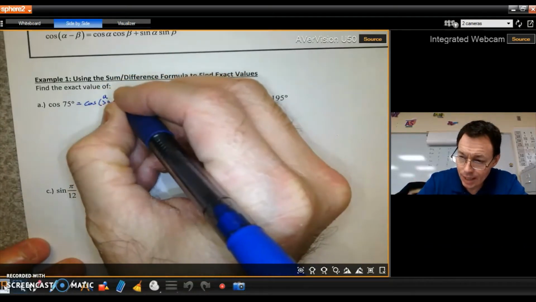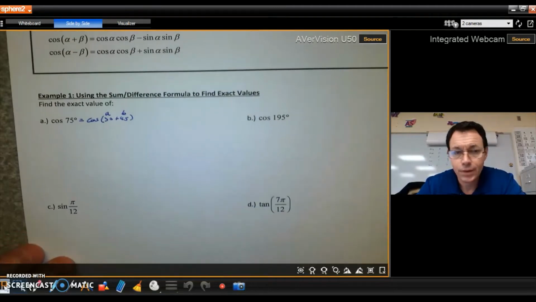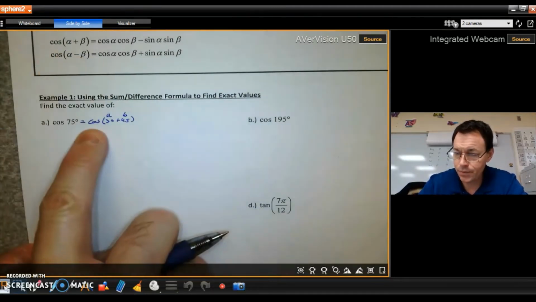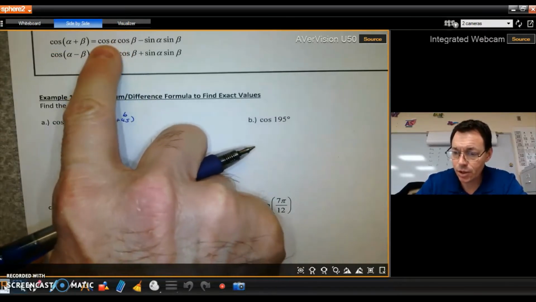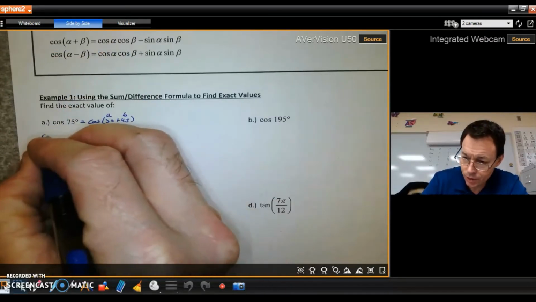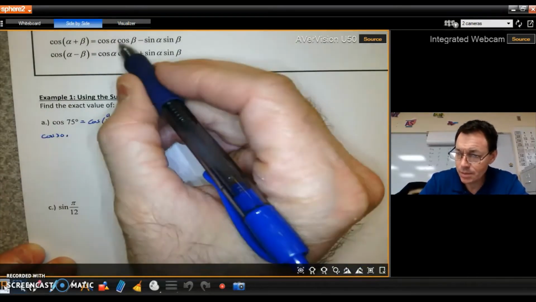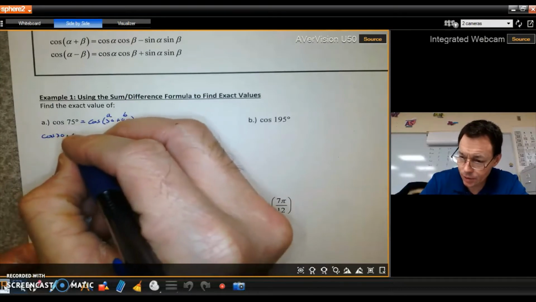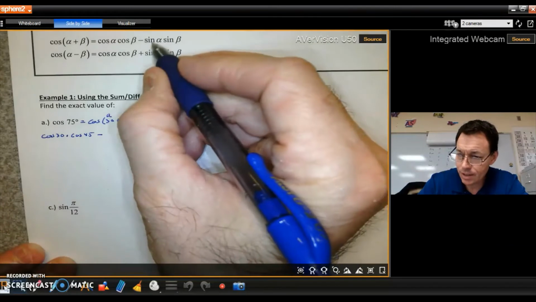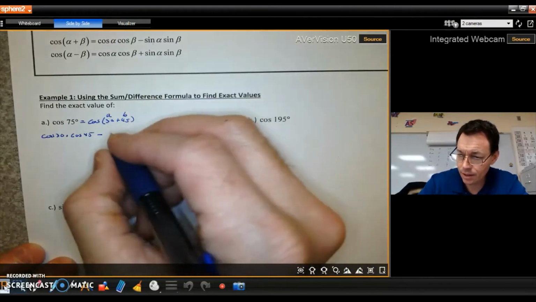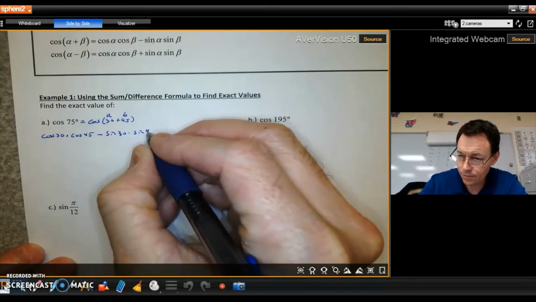So this is my A and this is my B that are going to get plugged into the formulas. So here is the cosine formula. This is the cosine of two angles being added together. So the formula says I'm supposed to take the cosine of the first angle, so the cosine of 30, and multiply that times the cosine of the second angle, so the cosine of 45, minus the sine of the first angle times the sine of the second angle. So the sine of 30 times the sine of 45.